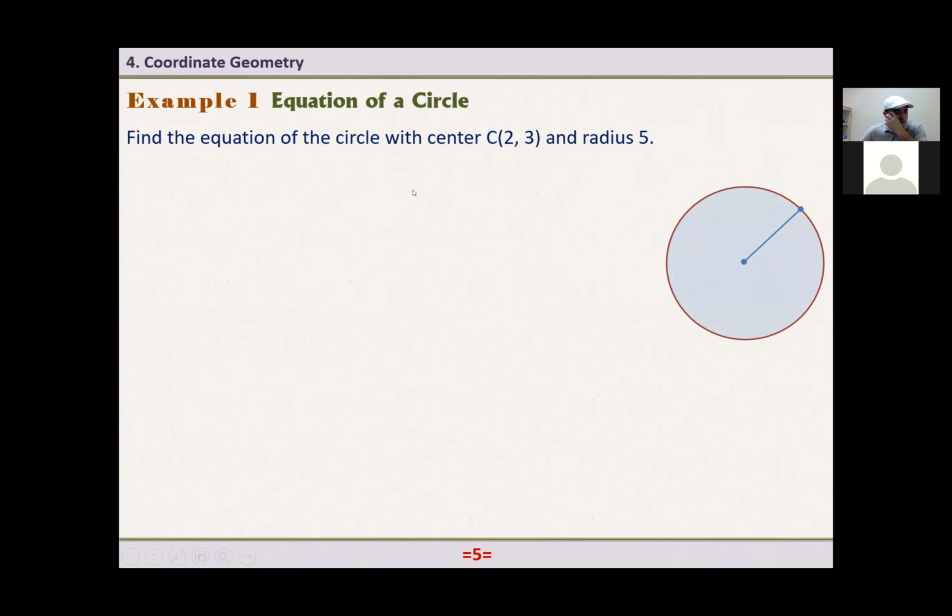Here we have 3 examples and you are going to solve them. Also practice for you.